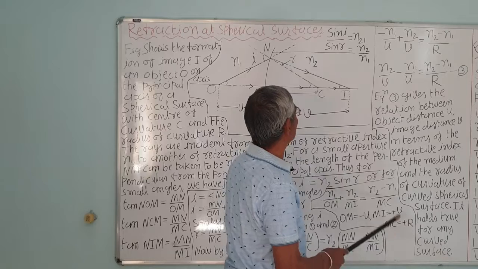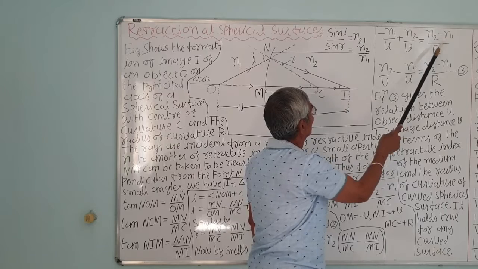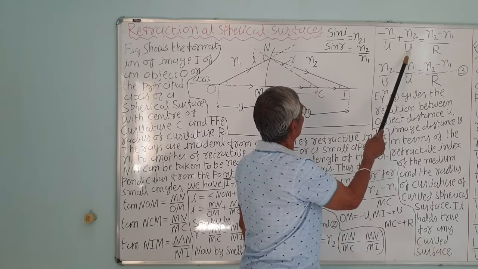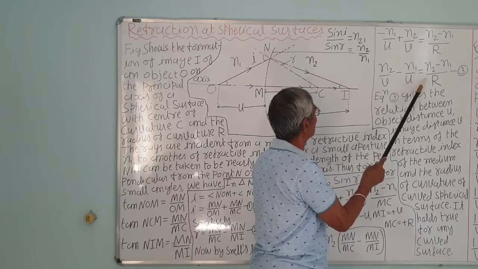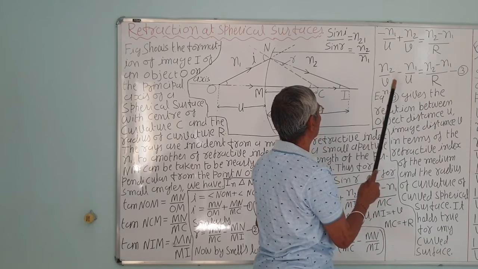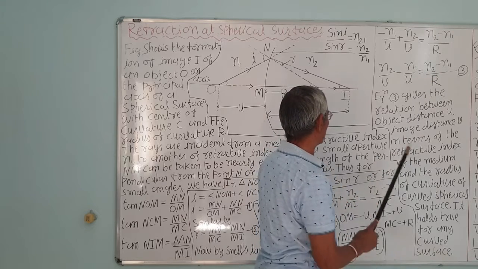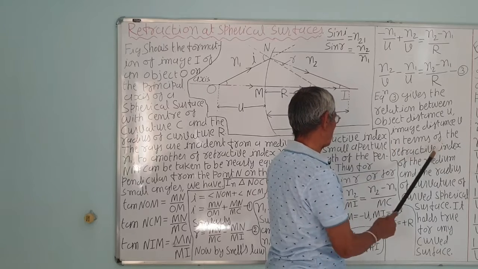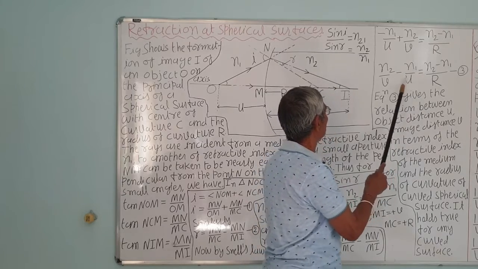So introduce this with the sign convention: minus n1 upon u plus n2 upon v is equal to n2 minus n1 upon r. Take the n1 upon u term and put it first: n2 upon v minus n1 upon u is equal to n2 minus n1 upon r. This equation gives the relation between the object distance u, image distance v, the refractive index of the medium and the radius of curvature. N, R, U and V, all four are related.